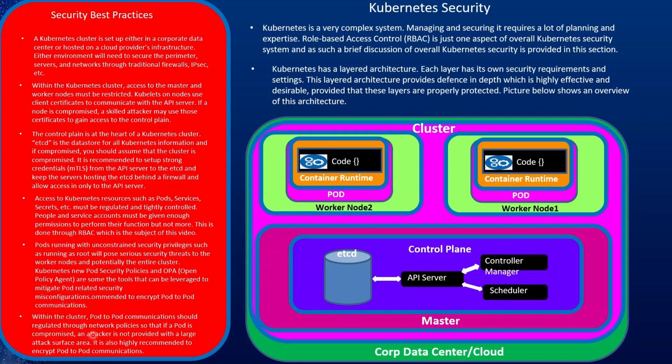And within the cluster, pod-to-pod communication should be regulated through network policies. We talked about network policies in the previous episodes, using the default Kubernetes network policy or more advanced security policies provided through a CNI, such as Calico or Cilium. It is also recommended that pod-to-pod communication be encrypted. Again, those are more advanced topics that we can talk about in the future if there is desire.